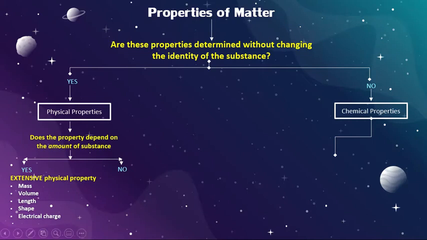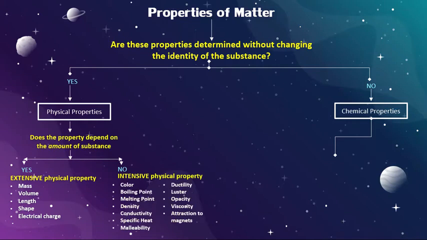If your answer to this question is no, the property does not depend on the amount of the substance, then you have an intensive physical property. So here is a list of some intensive physical properties: color, boiling point, melting point, density, conductivity, specific heat, malleability, ductility, luster, opacity, viscosity, attraction to magnets. Some of these also have numerical values attached to them. So like boiling point, for example, is 100 degrees Celsius for water.